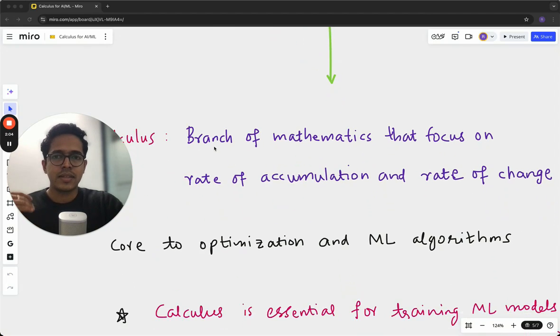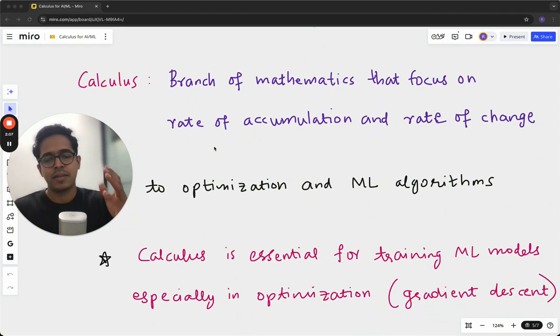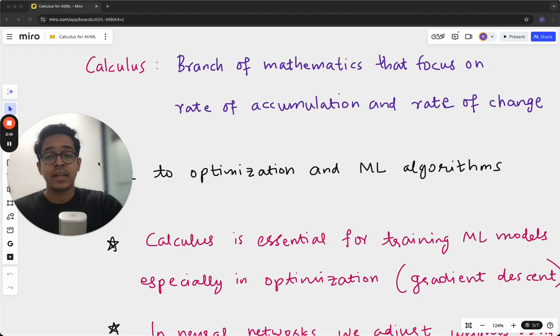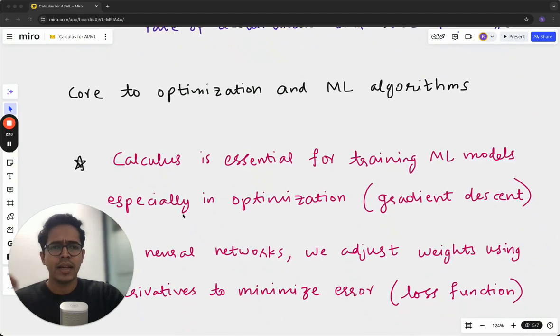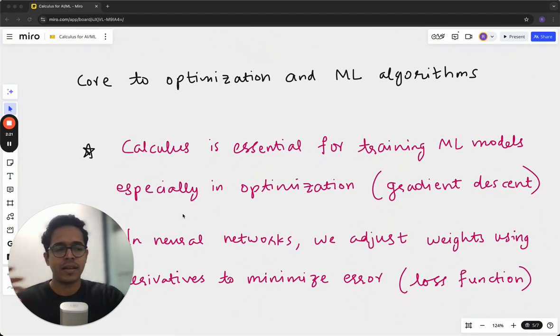Calculus is that branch of mathematics which focuses on accumulation or rate of change. Accumulation is usually calculated using integral calculus, rate of change using differential calculus. And this is very important in optimization algorithms, in backpropagation, everything. Basically, it is one of the mathematical foundation blocks in AI ML. If you have heard of gradient descent, I would say that calculus is probably the most important thing that you have to learn from math to perform gradient descent or even to implement it from scratch.